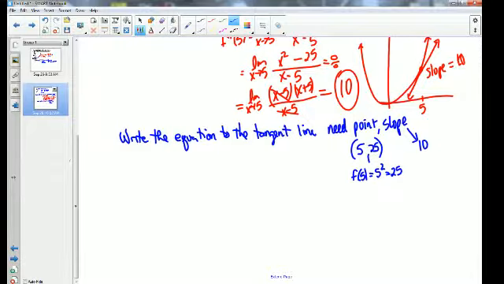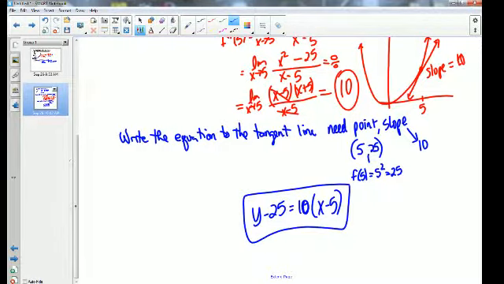All right, so what's our equation then? In point slope form: y minus 25 is equal to 10 times x minus 5. Done. That was easy.